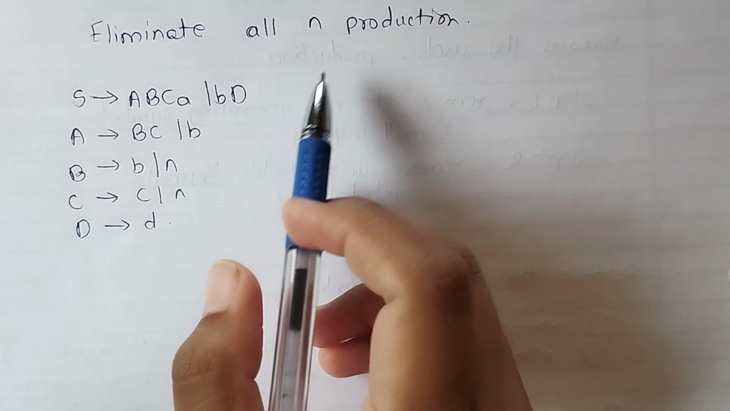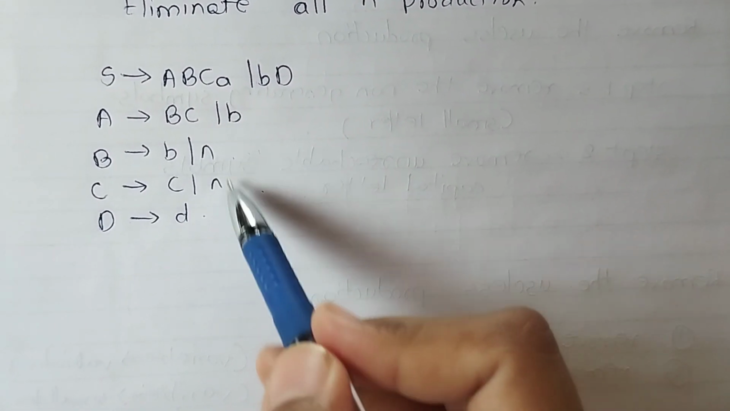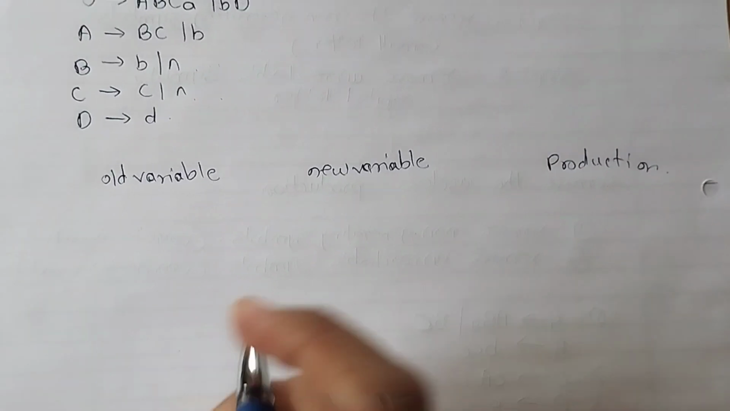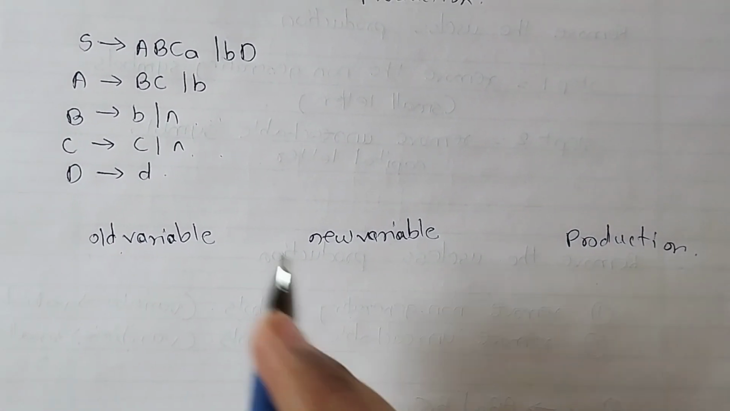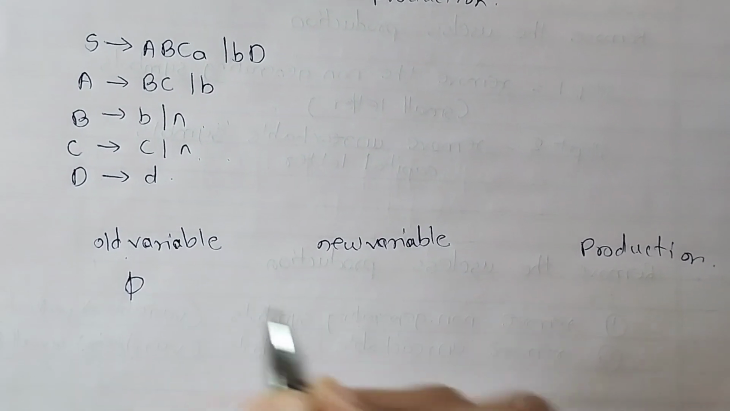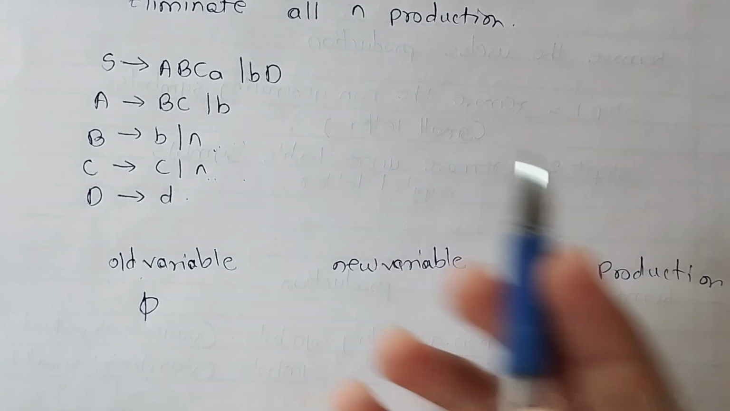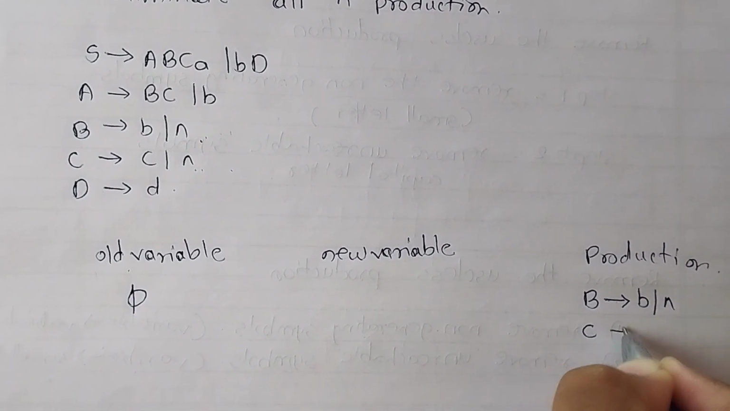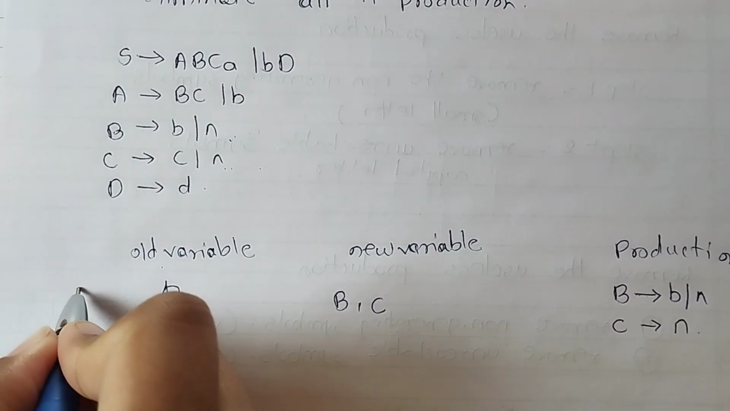Now we study how to eliminate all the null productions. First see which variables produce null. Here B and C produce null. So we create one table here. In this table we write old variable, new variable and production. First our old variable is phi, meaning nothing. Now we see which production generates the null. So B and C: B produces null and C produces null. So the new variables are B and C. This is the first step.